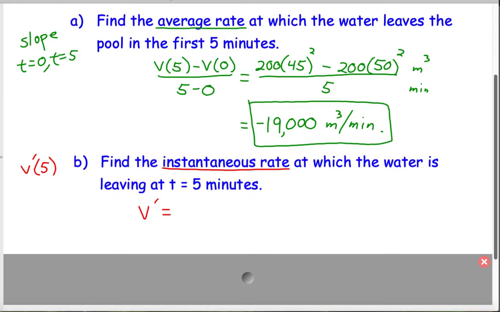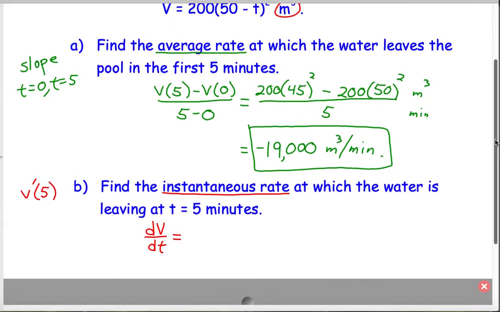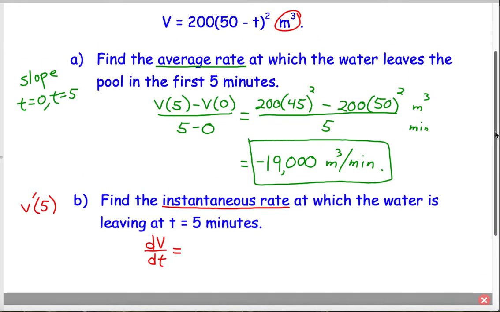Sometimes we get sloppy and write just something prime. We should write dV/dt to be a little more precise. And so if you look up here at the function, there it is. We're going to use the power rule. We're going to take this 2 and multiply it out in front. 2 times 200 is 400. And then times 50 minus t to the first power.